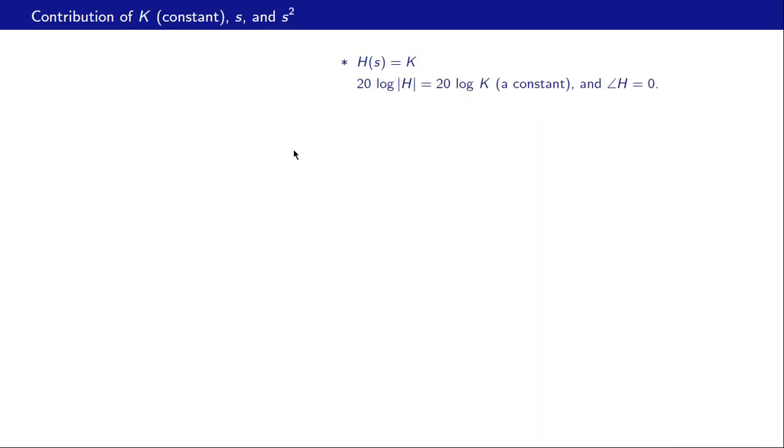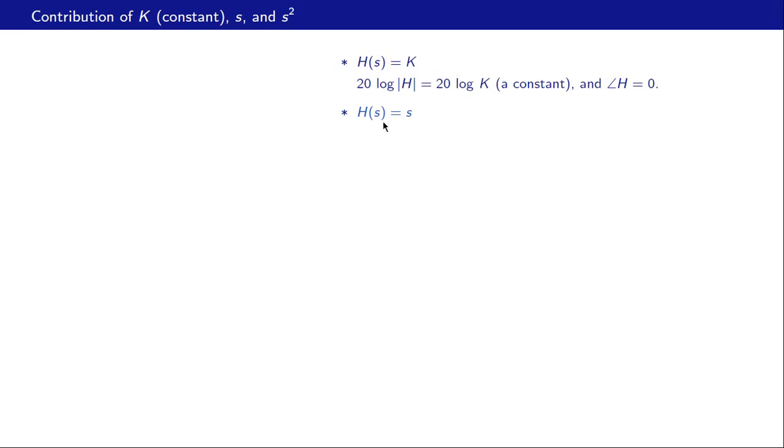Let us now look at the contribution of a term like k, just a constant, or s, which is j omega, and s squared, which is j omega squared. Let us take h equal to k first, just a constant. What is 20 log h? It is 20 log k, and that is a constant. What about the angle? Let's say k is a positive constant. In that case the angle is 0. If it's negative, the angle is 180 degrees or minus 180 degrees.